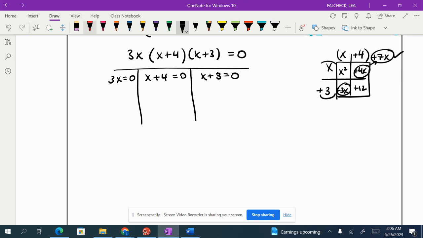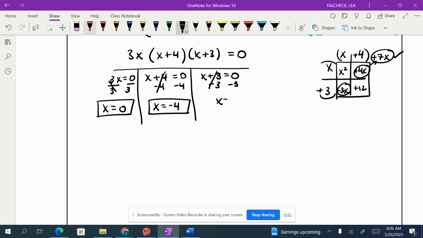So in the first one, I have 3x equals 0. I'm going to divide both sides by 3 to get x alone. The first solution is x equals 0. In the second factor, I'm going to subtract a 4 from both sides, and I have x equals negative 4. And then in the third factor, I'm going to subtract a 3 from both sides, and I will get x is equal to negative 3. So I have 3 solutions, or 3 zeros. And if you want to get fancy, this is totally acceptable. You could list them in ascending order in curly brackets.